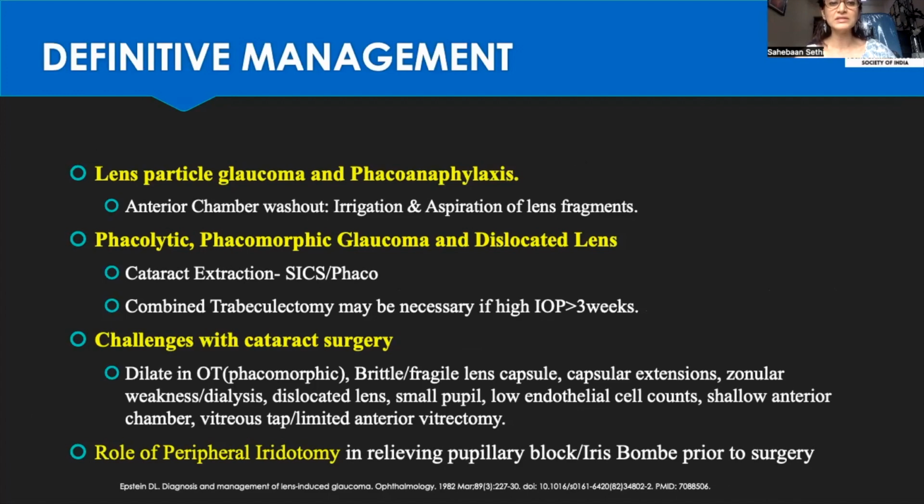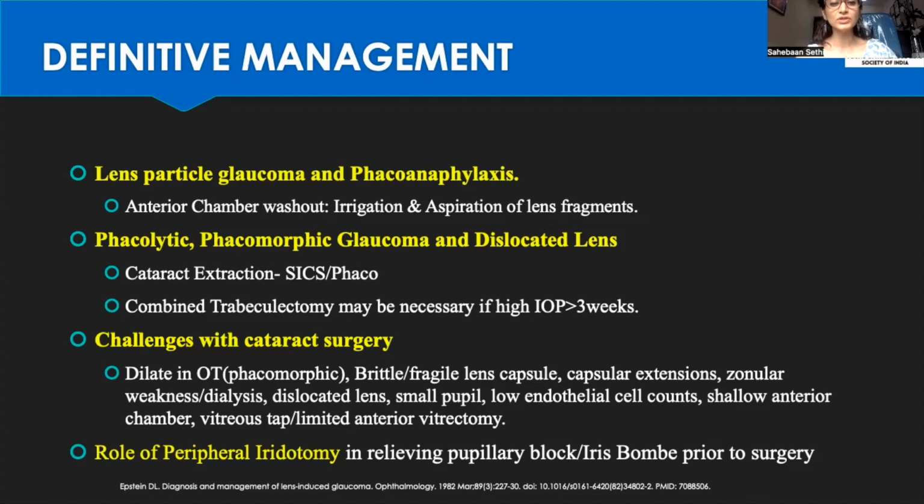For all other cases, closed globe surgeries like SICS and phaco are indicated. Open globe surgeries like ECCE have a very high chance of expulsive choroidal hemorrhage, so they are best avoided. And the prognosis of this condition depends on how early the patient presents. For patients who are presenting late, sometimes combined trabeculectomy and cataract surgery is necessary to control the intraocular pressure.